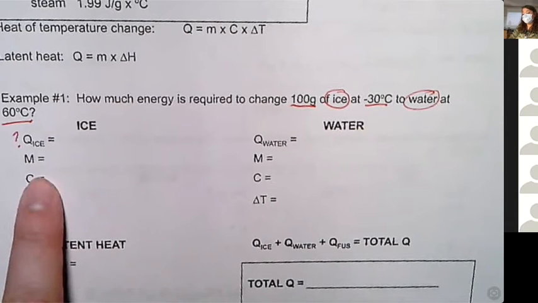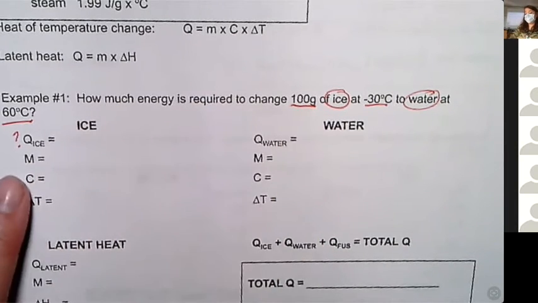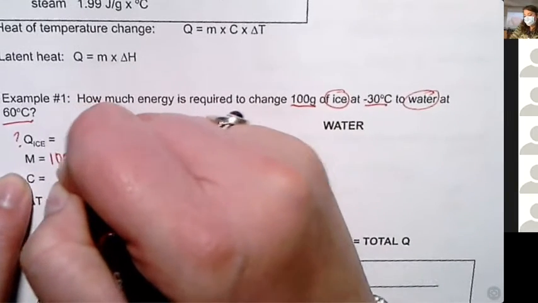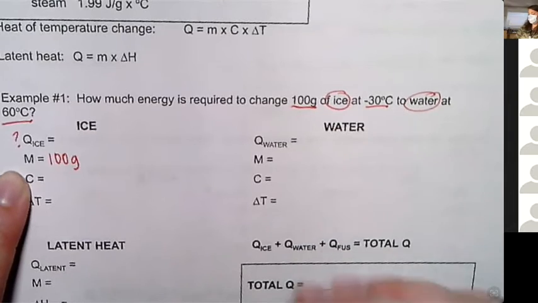So the first thing we can do is fill in mass. It says 100 grams, so under mass, we're going to put 100 grams. Now, if you would like to do this on paper instead of typing it in your document, you can totally write this stuff down on a sheet of paper, and then turn in pictures on the Google Doc, okay?